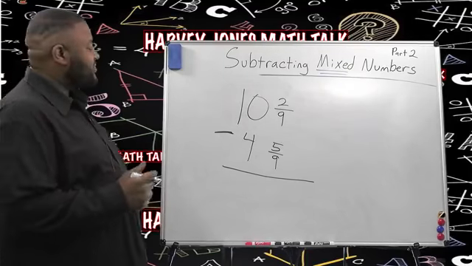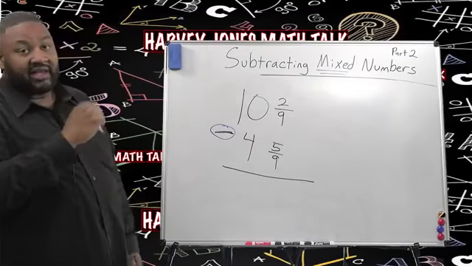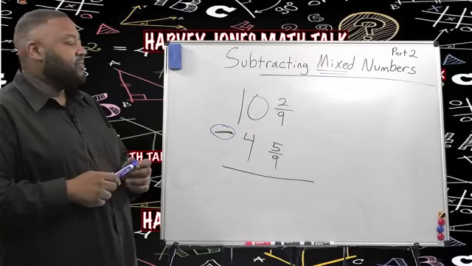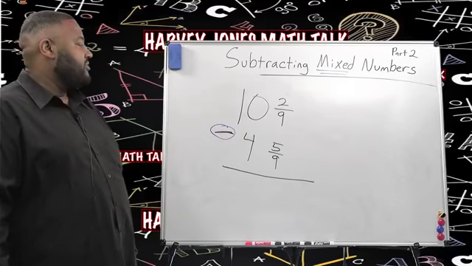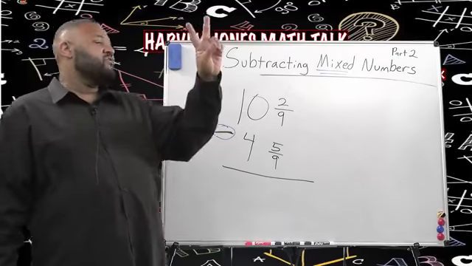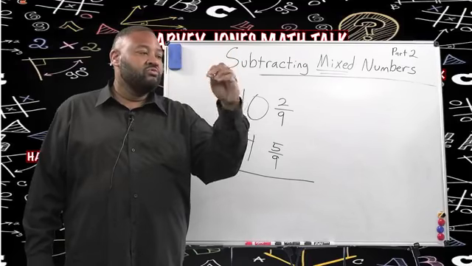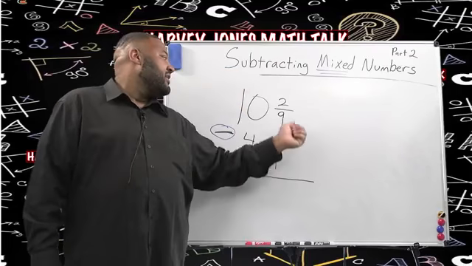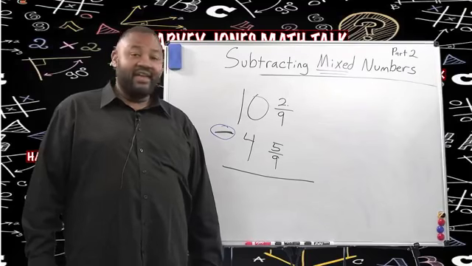The first thing I want to do is I'm going to circle my operation here. Because guess what? You don't necessarily have to change it into an improper fraction if you're adding. But right now, what are we talking about? Subtracting mixed numbers. My denominators are the same, so let's go ahead and check it. All right, hold up 2 fingers with me. Take away 5. 1, 2. I ain't got an extra, Mr. Jones. I know you don't. It's all right. 2 minus 5. You can't do that.